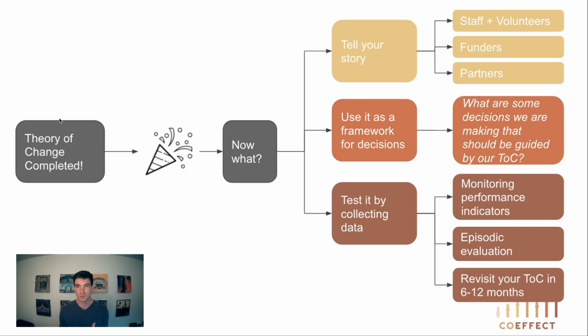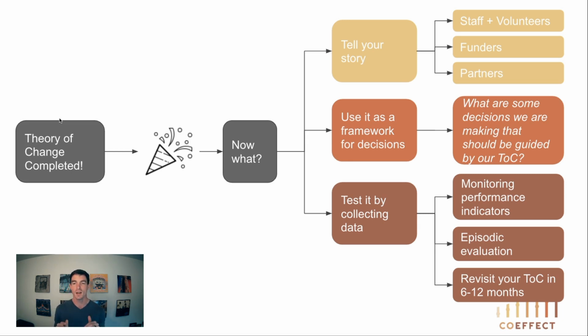And then your third pathway here is to test your theory of change. So we have identified what is our intended impact in the world. Now let's actually test and see if we're making that impact. There are a few different aspects of this. One is just monitoring performance indicators, regular data points that you collect week in, week out, month in, month out. Another aspect is doing some kind of episodic evaluation. So these are more in-depth projects that examine particular aspects of your theory of change.